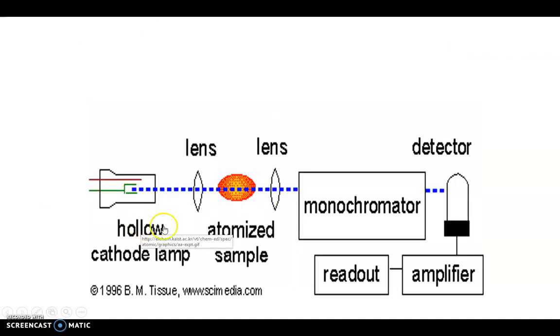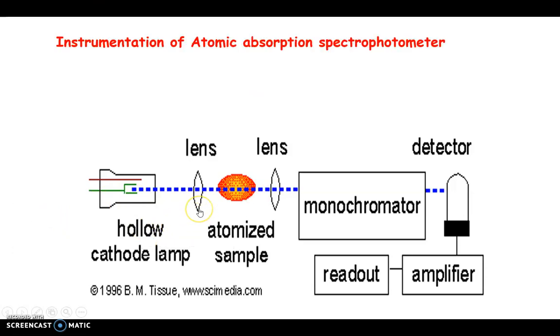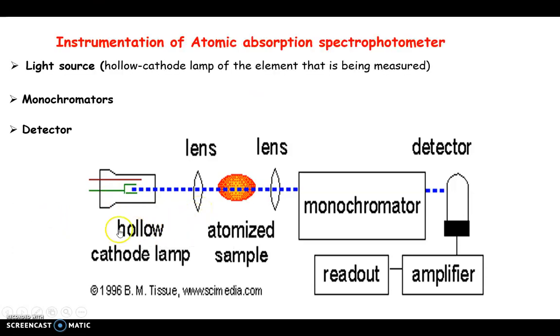This is a schematic diagram which represents the atomic absorption spectrophotometer, which consists of three basic components. First one is hollow cathode lamp, second is monochromator, and third component is detector.